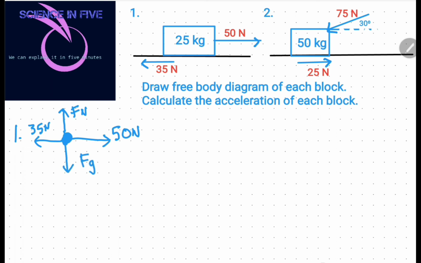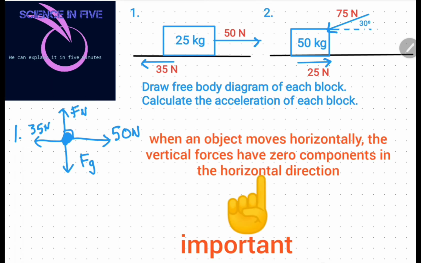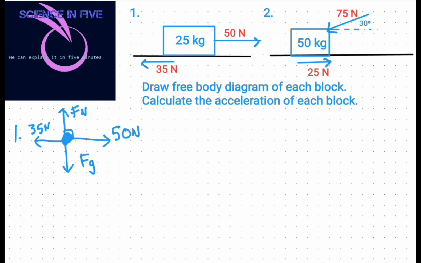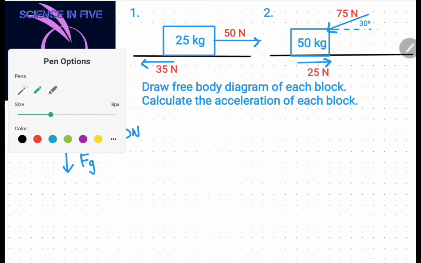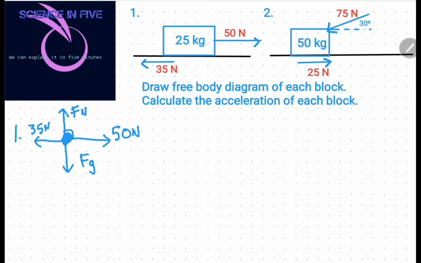Okay. Now, since this object is moving horizontally, it means the vertical forces will not have an effect on the motion of the object. Why? Because the vertical forces will have a zero component in the horizontal direction. Okay, so which means I will need to only consider the horizontal forces. Okay, so now let's apply Newton's second law.